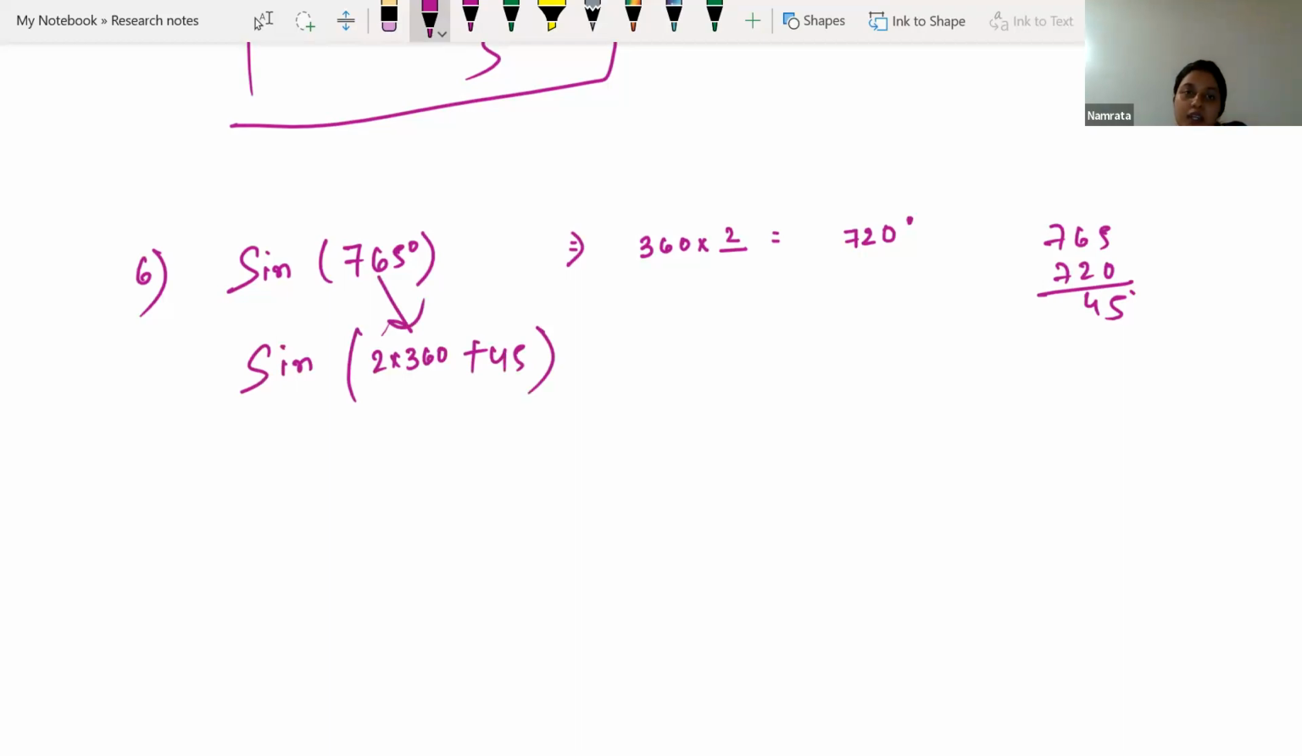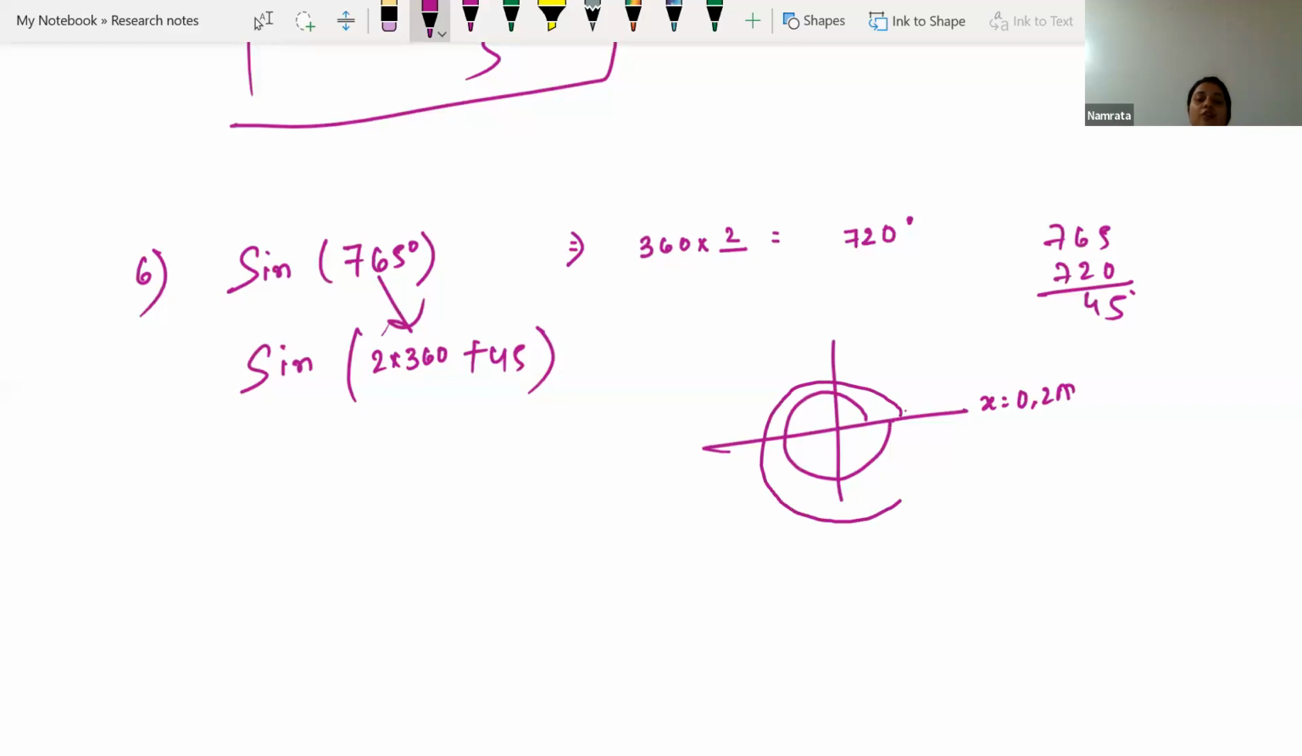Are you getting it? We don't know how to find the value of 765 degrees, so we are trying to break it. Once we see a larger number, we will always try to break it in terms of 2 pi into something or 360 degrees into something. Why? Because in the unit circle, at 2 pi it comes back to 0. Again you just go, go, go, and all the values start repeating themselves.